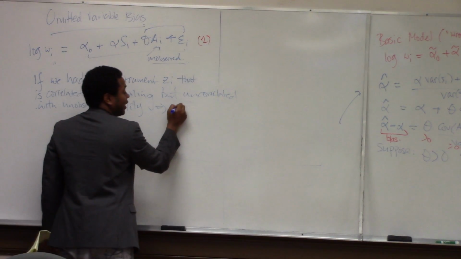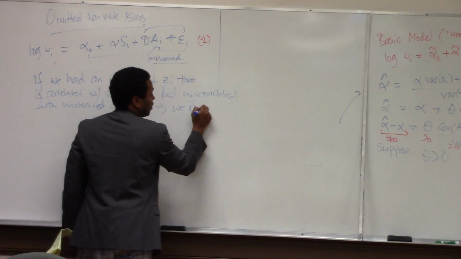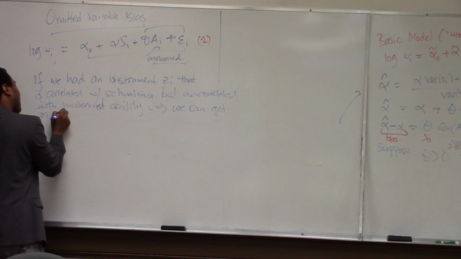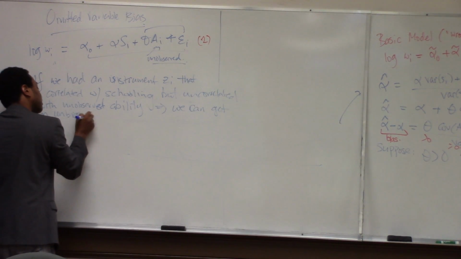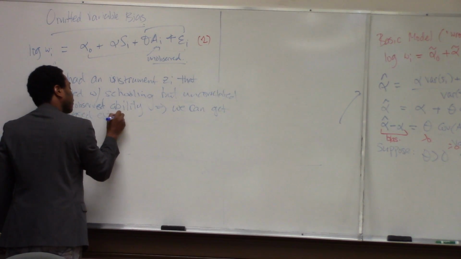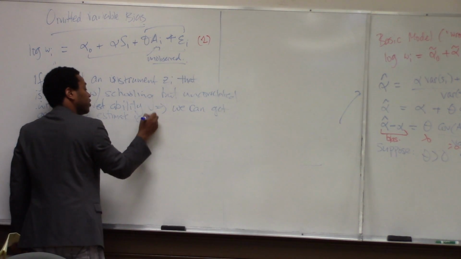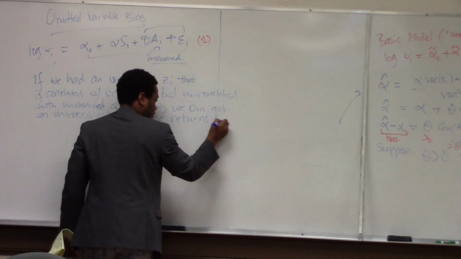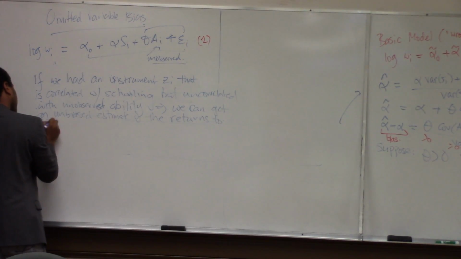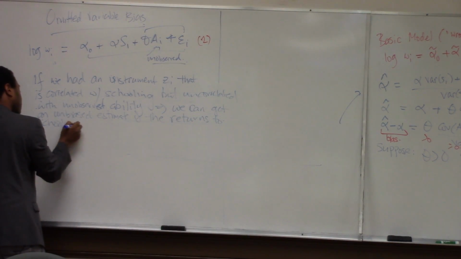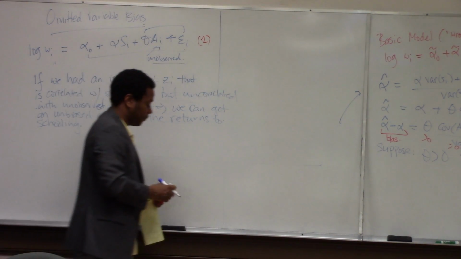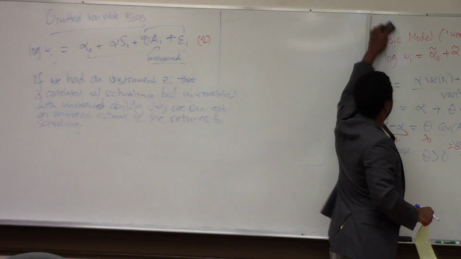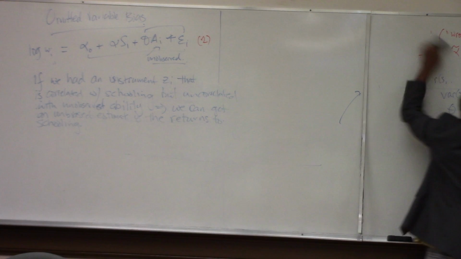That implies that we can get an unbiased estimate of the returns to schooling. Okay. We'll stop there. So the question is, how does this work?